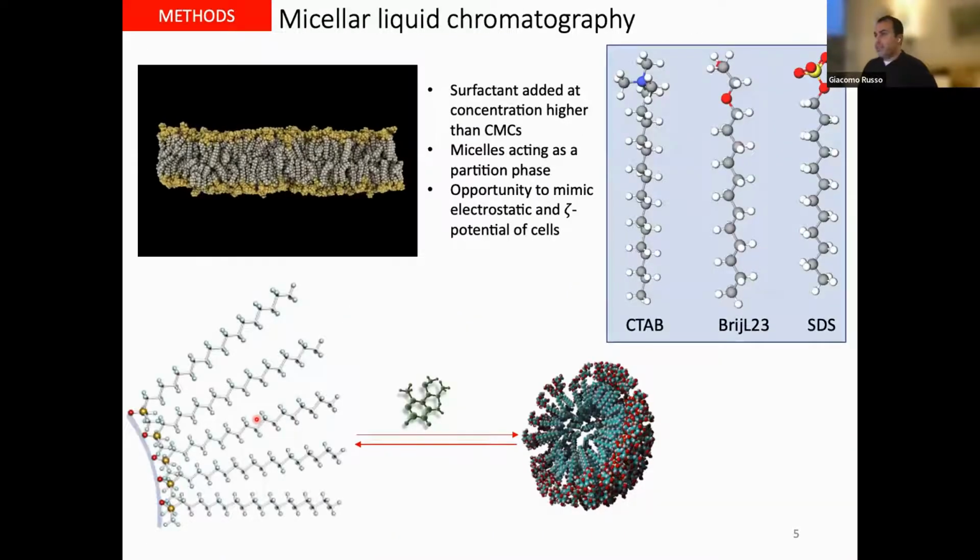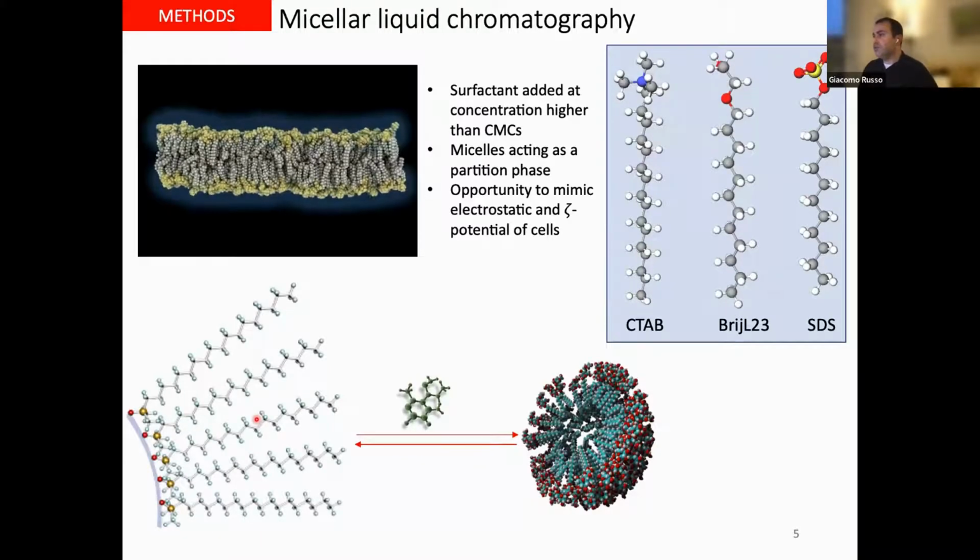What happens instead with micellar liquid chromatography? Essentially, the scientists add surfactant to the mobile phase at concentrations higher than the critical micelle concentration. Above this concentration, we have the formation of micelles, which act as a partition phase. Typically, we can choose from non-ionic or ionic surfactants. One of the anionic surfactants which is most commonly used is sodium dodecyl sulfate. CTAB is one of the cationic surfactants instead, whereas Brij L23 is a non-ionic surfactant.